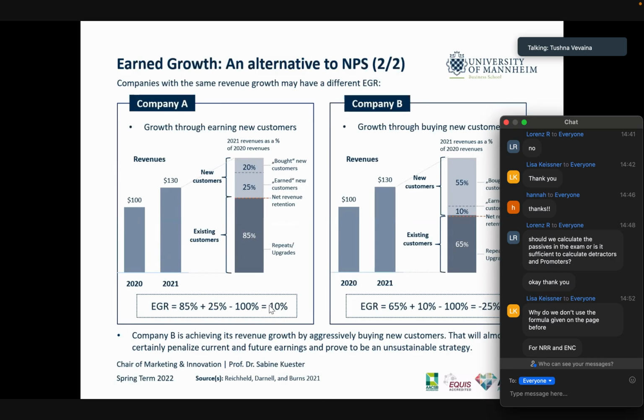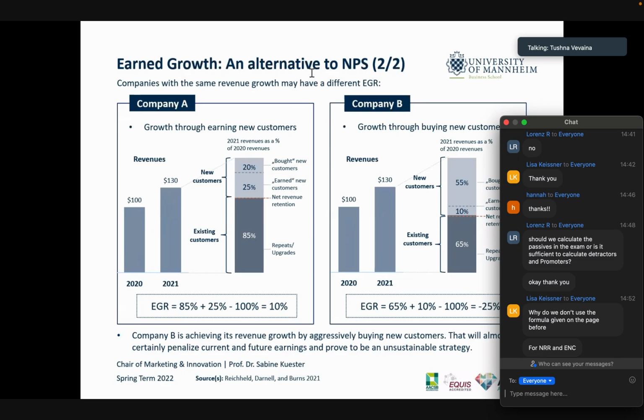But you can see that your EGR for company A grew. It's positive, whereas your earned growth rate for company B was negative because you had many bought customers. You didn't have many earned customers. And so we say that company B is achieving revenue growth by aggressively buying new customers, and that would affect their future profitability, and it's very unsustainable.